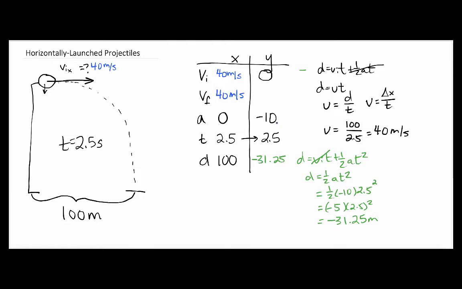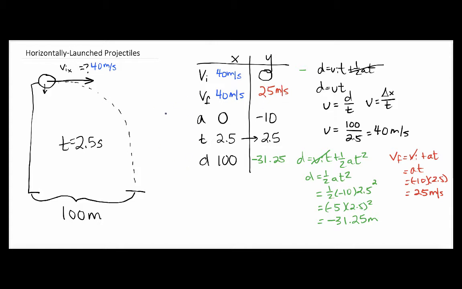So at this point, I know my acceleration, I know my time, I know my initial velocity. So the easiest equation to use is VF is equal to VI plus AT. And so VI is 0, so that goes away, and I just have acceleration times time, which is -10 times 2.5, which gives me 25. 25 meters per second is the final velocity in the y direction.